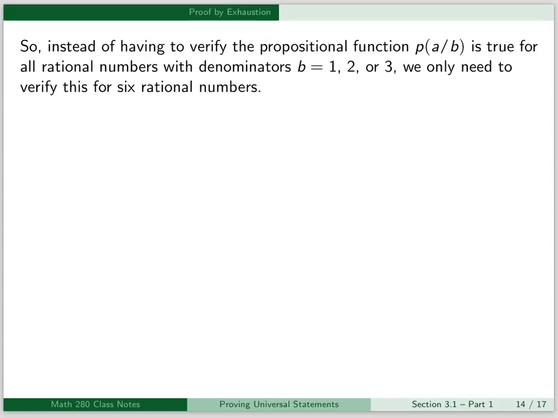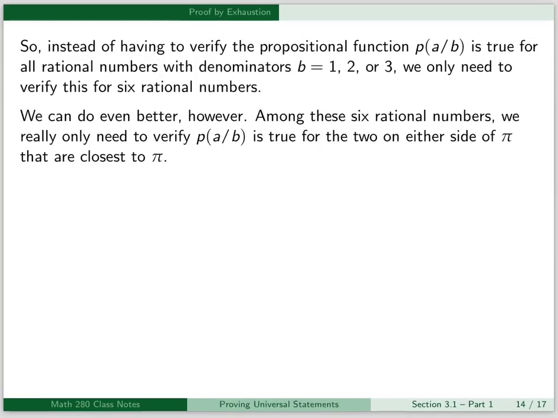So instead of having to verify the propositional function p of a over b is true for all rational numbers with denominators b equal 1, 2, or 3, we only need to verify this for the 6 rational numbers that are closest to pi. We can do even better, however. Among these 6 rational numbers, we really only need to verify p of a over b is true for the 2 on either side of pi that are closest to pi.